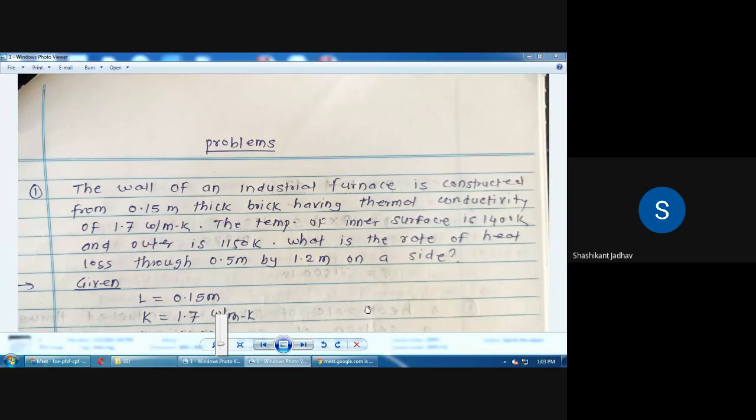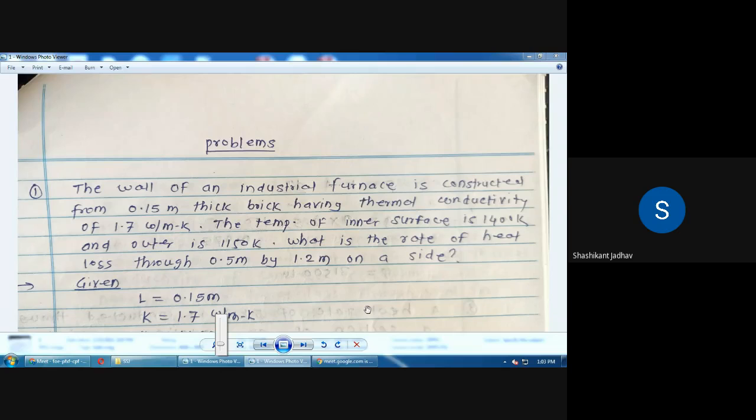So what is the equation? Q is equal to k into A into dT by dx. By using that equation we have to find out the value of rate of heat loss. Rate of heat transfer or rate of heat loss is the same for this problem. So we have to find out the value of Q. First of all we have to write down the given.